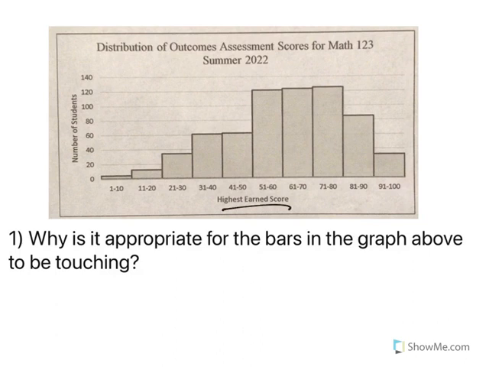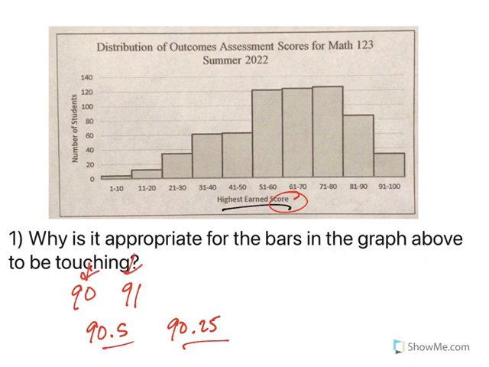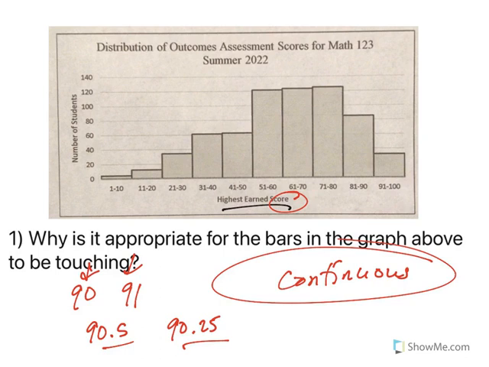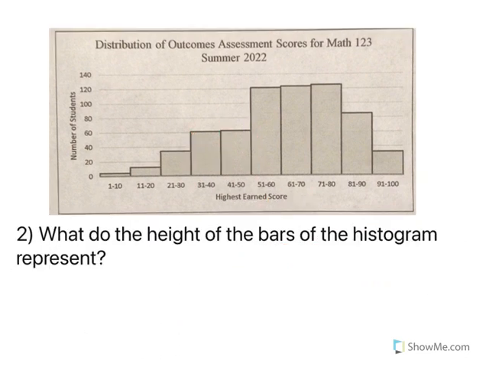So why is this appropriate for the bars to be touching? Why is it okay that this is a histogram? When you think about a score on a test, you can score a 90 or a 91. You can also score a 90.5 or a 90.25. All of those are okay because we're talking about numbers, right? You're talking about how many points did you earn out of 100. So because it's not just discrete of 90 or 91, you can have everything in between. That makes this continuous data. So if it's continuous, then we can have the bars be touching.